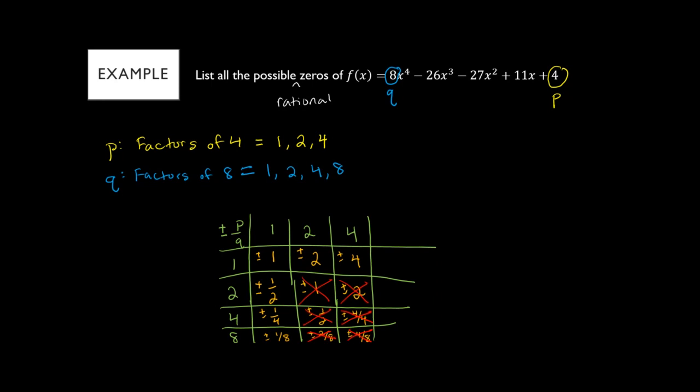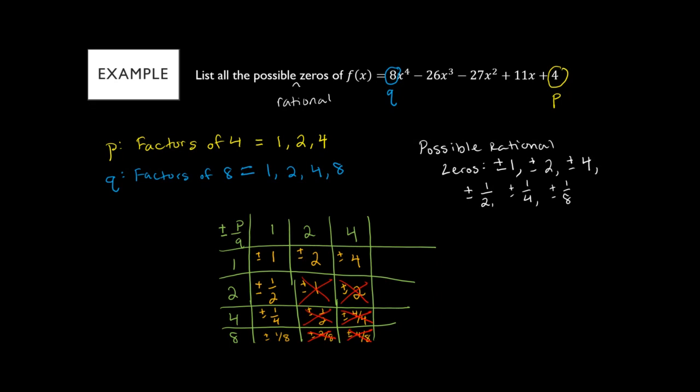So the numbers that I have not crossed out, those are the possible rational zeros. So when it says list all the possible rational zeros, that's what these are. So possible rational zeros. We've got plus or minus 1, so we can have a positive 1 or a negative 1. Plus or minus 2, plus or minus 4, plus or minus 1/2, plus or minus 1/4, and plus or minus 1/8.